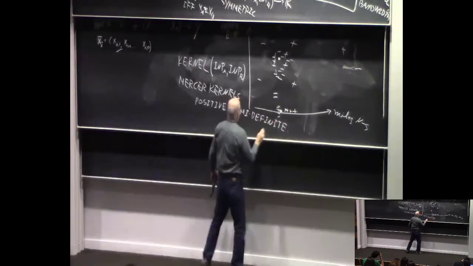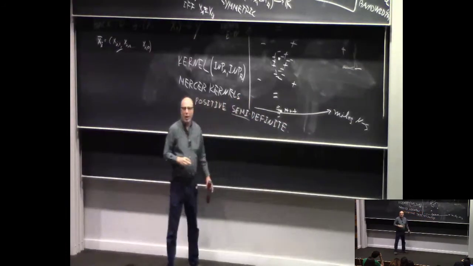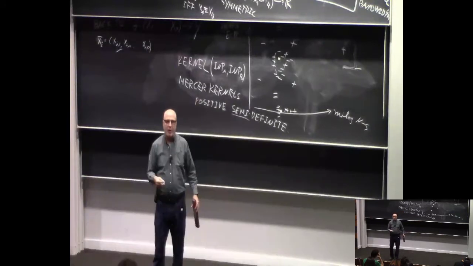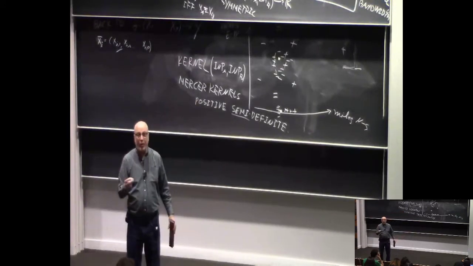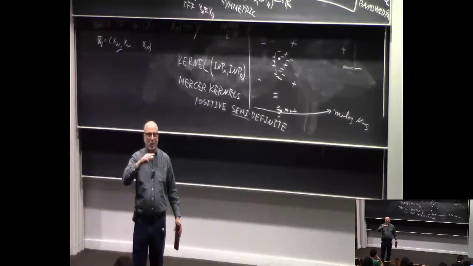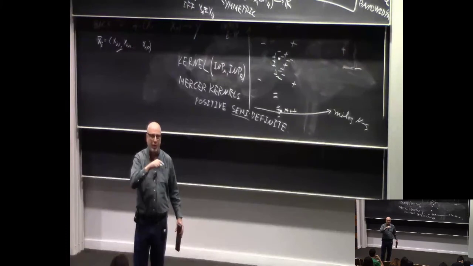By the way, the semi part, if you drop that, you get positive definite. That corresponds to a matrix whose eigenvalues are all strictly positive. So the semi part is the one that is analogous to saying greater than or equal to zero, as opposed to greater than zero.